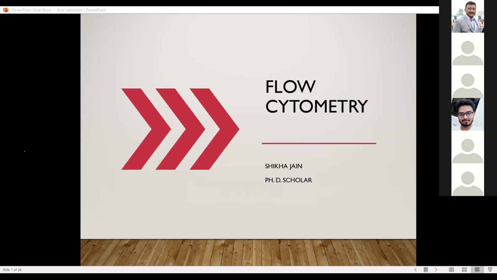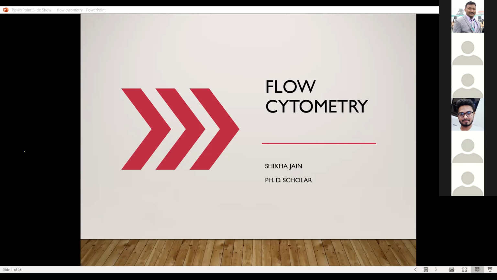So we can also stain these cells with a different fluorescent dye so that we can differentiate these cells on the basis of fluorescence, on the basis of fluorescent excitation. So we can differentiate cells on the basis of different properties.